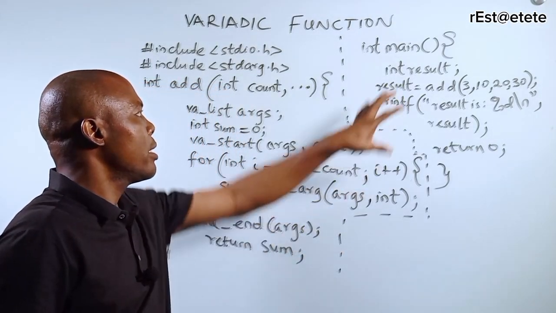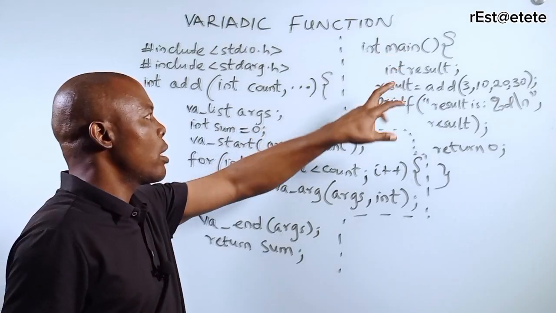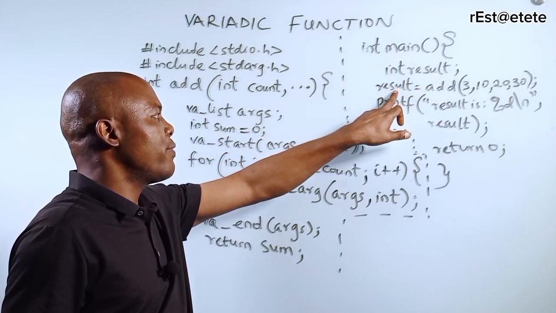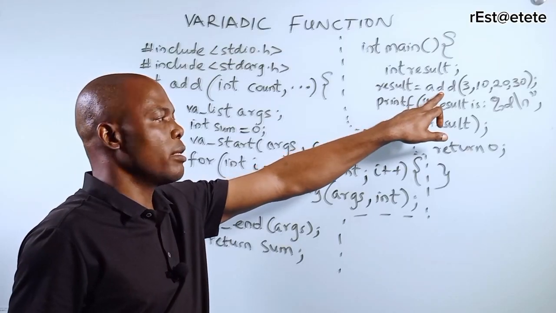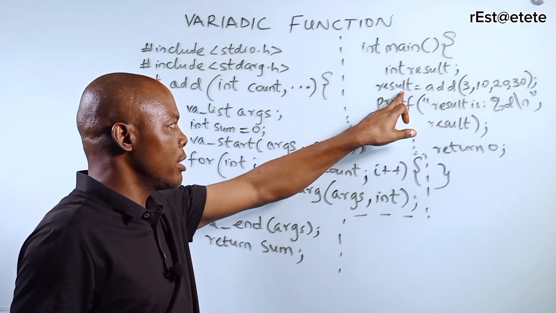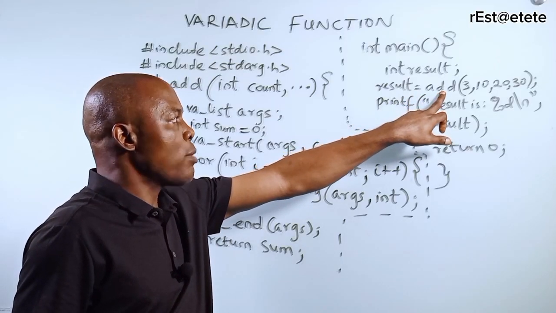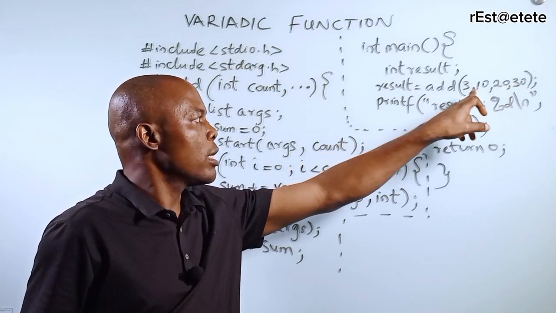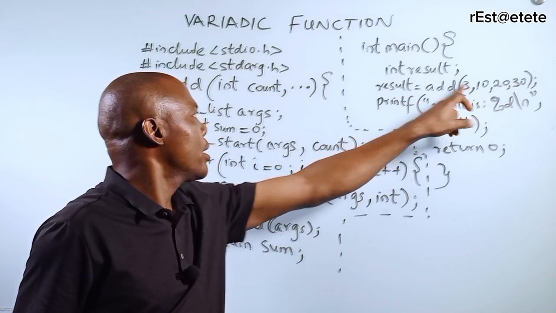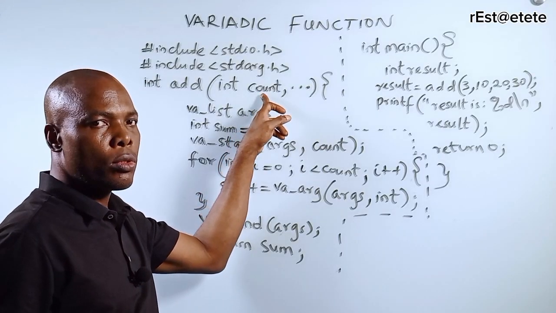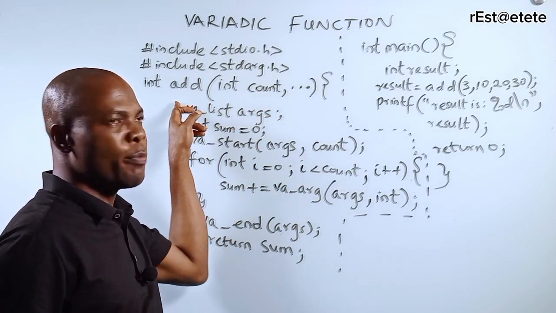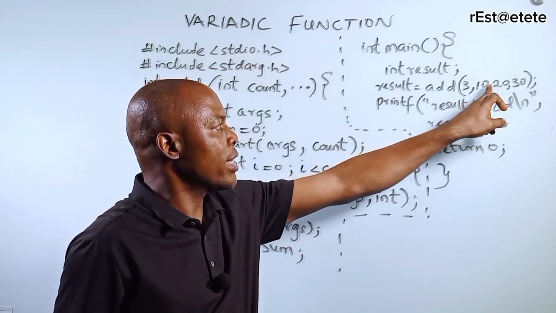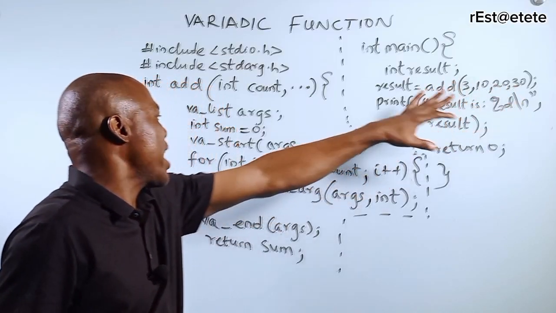So let's explain. My main function, which is the soul, I have come in, I declare a variable result. And then that variable is expecting this result. I'm now calling this function, and I'm supplying all these arguments to it. So this first one, which is 3, is going to be given to what? Count. So it's telling this function you're expecting 3 arguments. So the first argument is what? 10, 20, 30. Now I have added them.